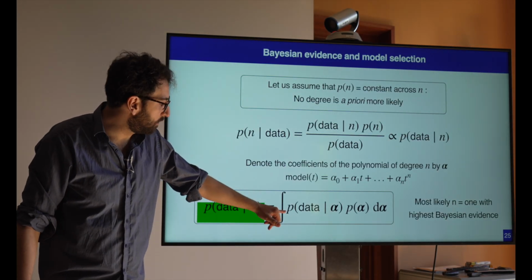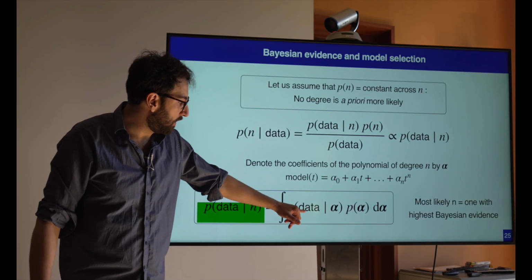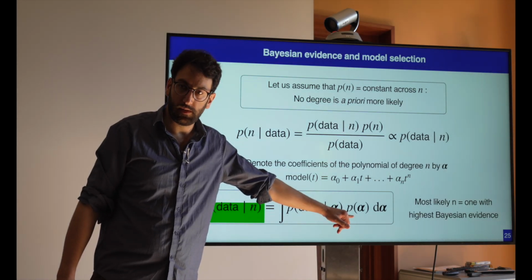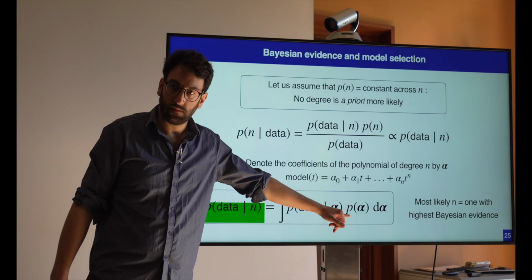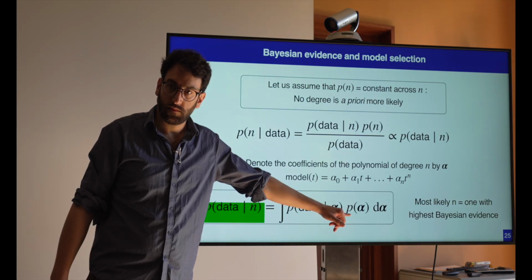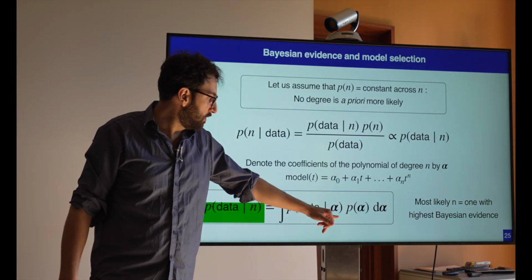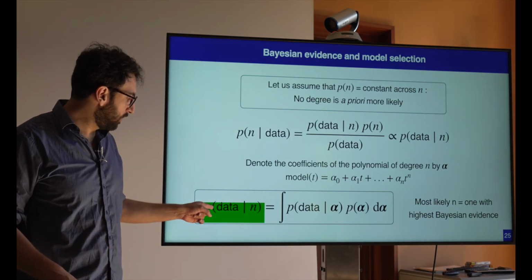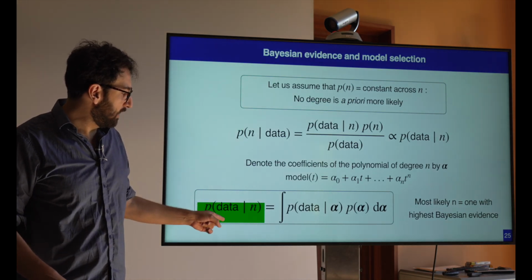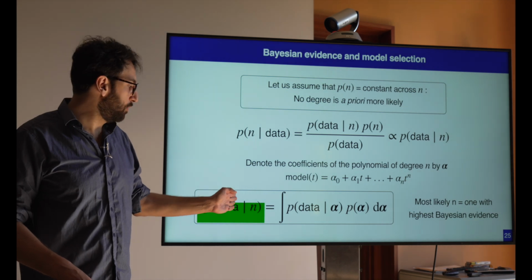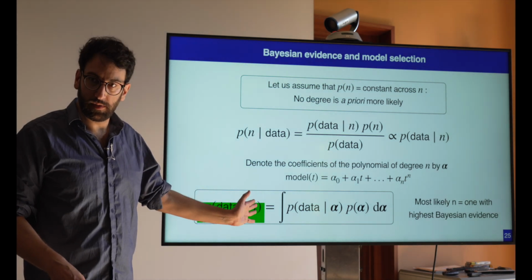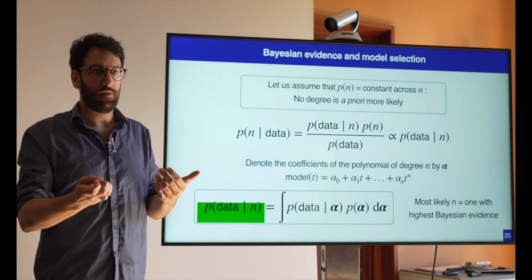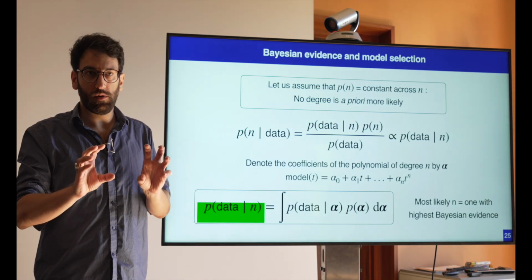So it's the integral of the data, knowing the model parameters, times the probability of the model parameters. Yeah, but there is no reference to the number of parameters here. So this is implicit. The evidence is a scalar computed for each number of parameters. So each model with a different number of parameters is characterized by a log evidence.